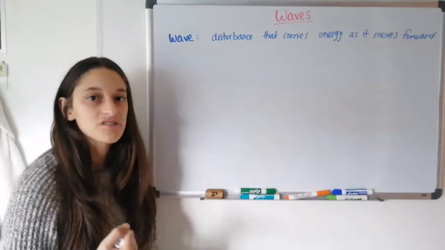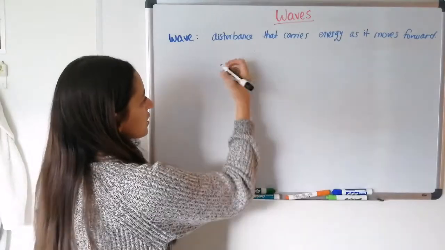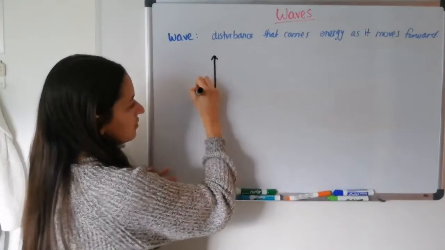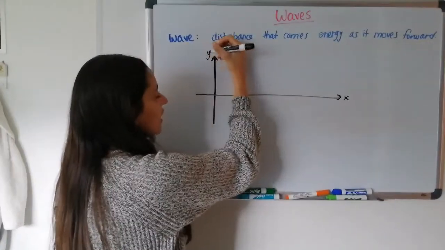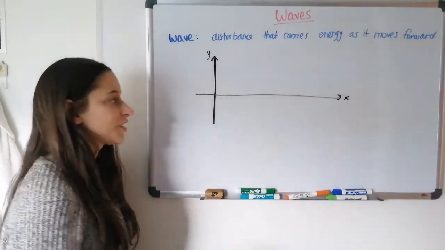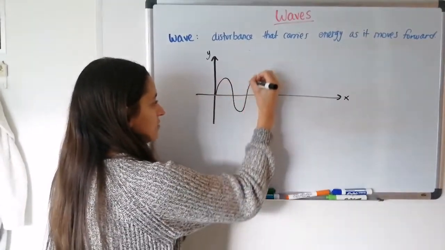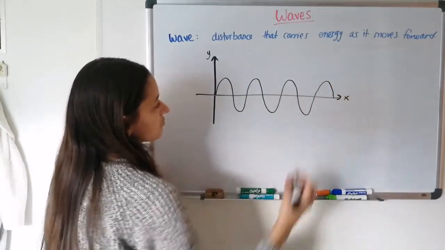I'm going to draw first a transverse wave, which is the most common one, and I'm going to graph it, how it looks to the eye. So we have here the x-axis and the y-axis in space, and you're looking at the wave, and it looks something like this. It goes up and down, up and down, up and down. It looks like a sine trigonometric function.